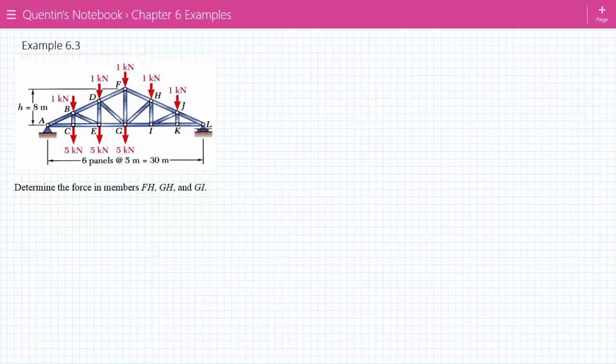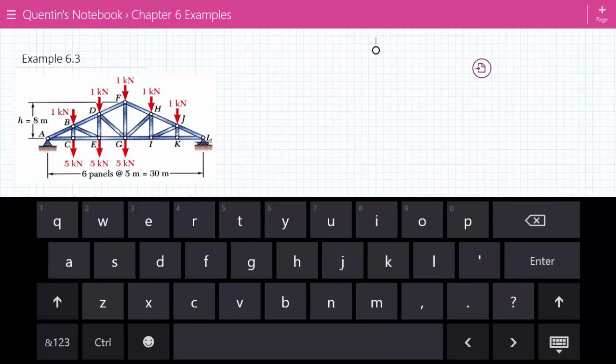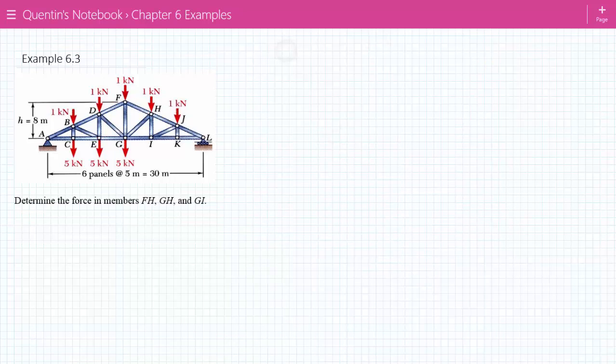Okay, let's look at example 6.3. This example will help us understand why I prefer this method. But there is a huge caveat in that. So this example is asking us to determine the forces in members FH, GH, and GI. In this member right here, this member right here, and this member right here.